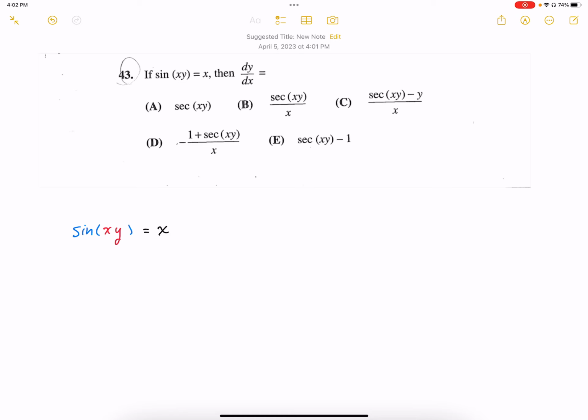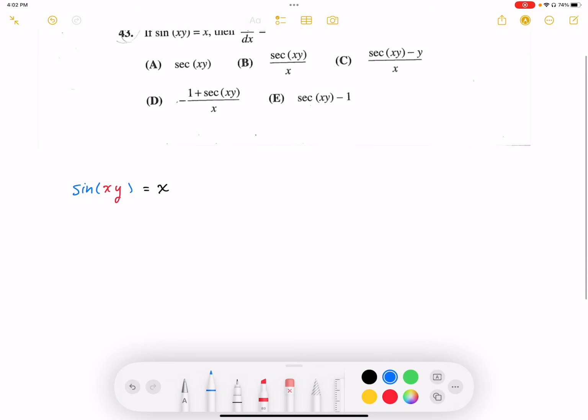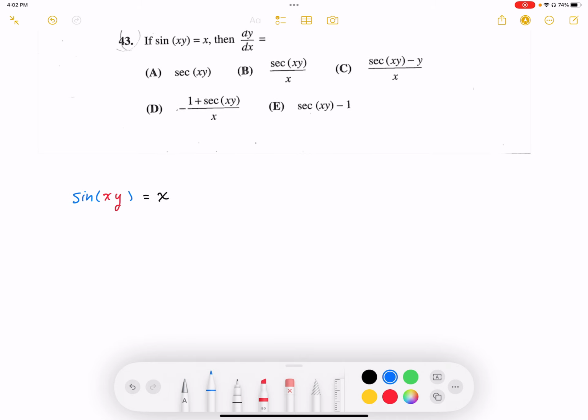So there's two parts to this. One is just make sure you know how to differentiate this. So the first thing is I'm going to differentiate this using chain rule. When I differentiate the left-hand side, the outside function is sine, so I need to differentiate that to cosine. So this is the derivative of the outside function sine.